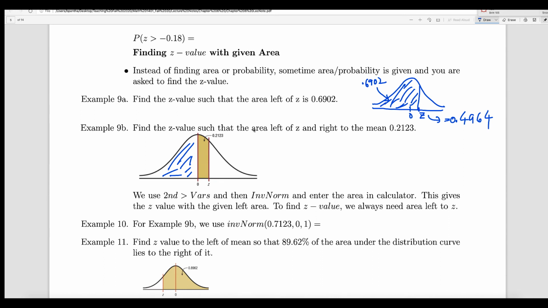So what you need to do here is to find the G value, you do inverse norm. You know how to get inverse norm, and the left area is 0.5 plus 0.2123, which will be 0.7123, and then mean is 0, sigma is 1. This is the TI-83 calculator syntax. But on the TI-84 also you need to enter that area and then 0 and then 1, so you will get the answer. Let me show you that too.